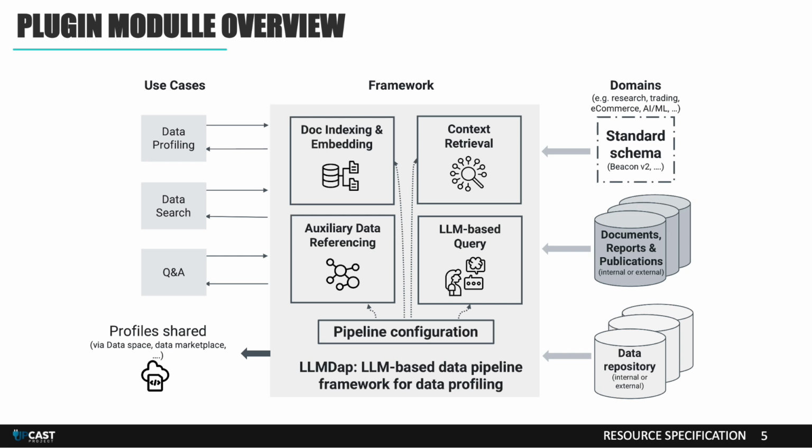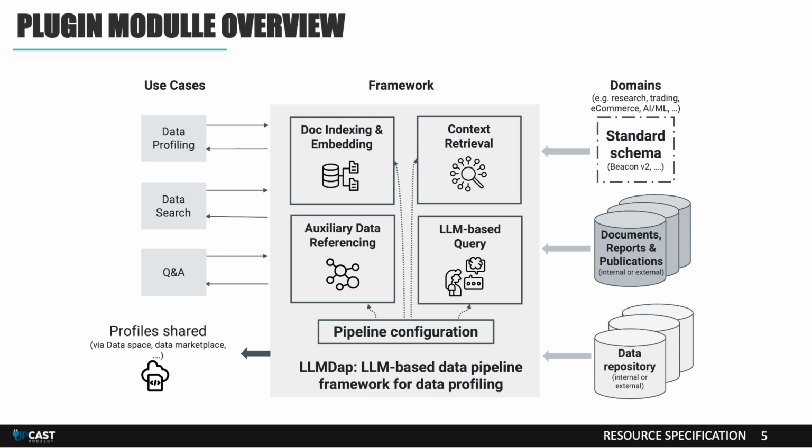Finally, we have pipeline configuration. This component allows the system to adapt to different use cases by selecting appropriate models, prompts, and settings. Whether the goal is cost efficiency, domain specificity, or hardware compatibility, this step ensures the pipeline is optimized for the task at hand.